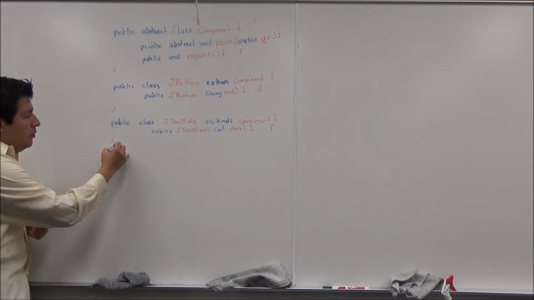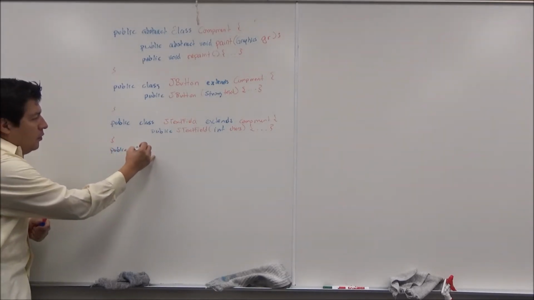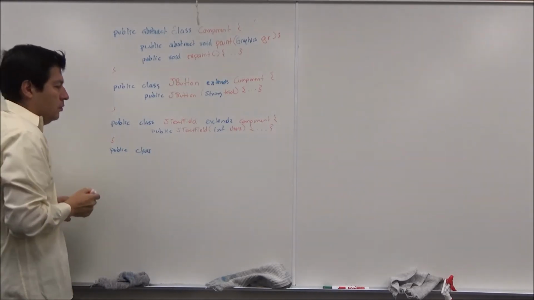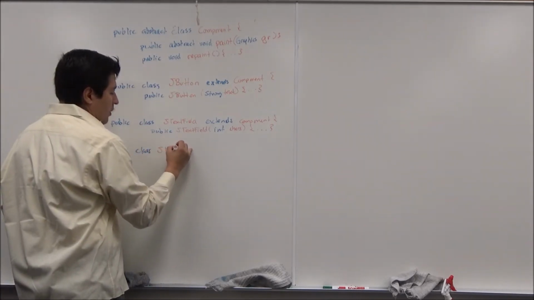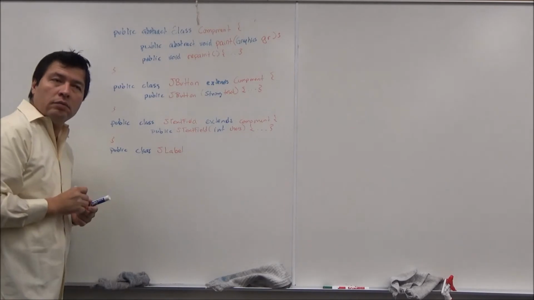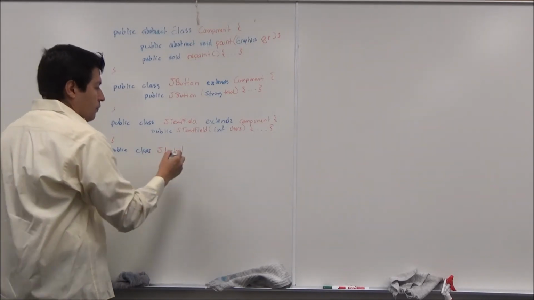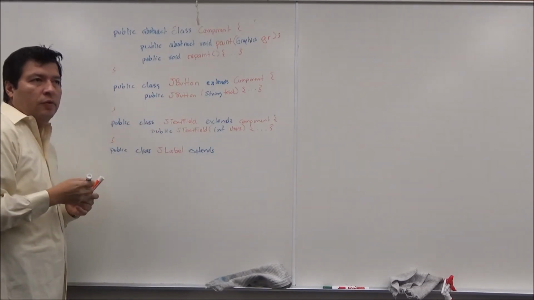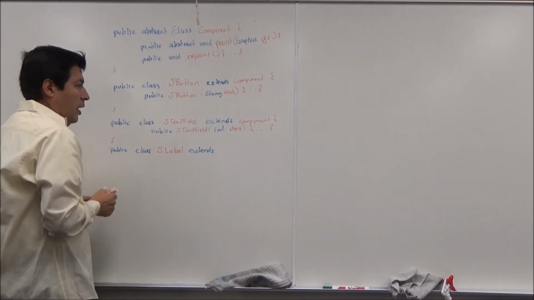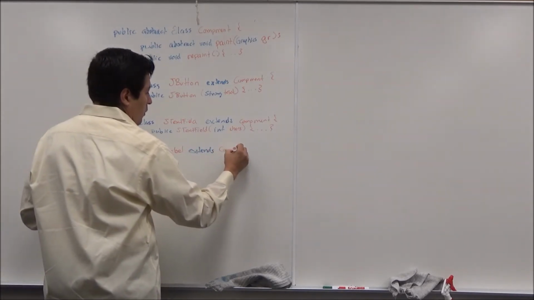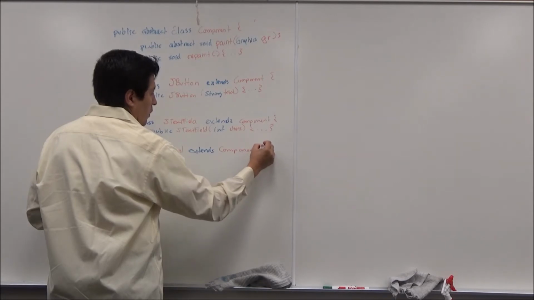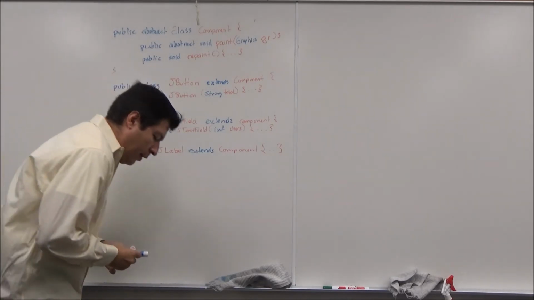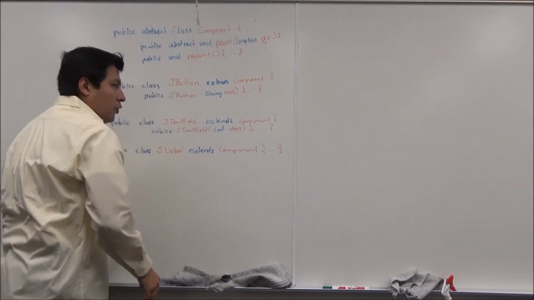Let's do another one. There's another one called label, which displays basically static text. You know, you have a label, then you have a text box where users enter the data. And it also takes a text as a string as a constructor.